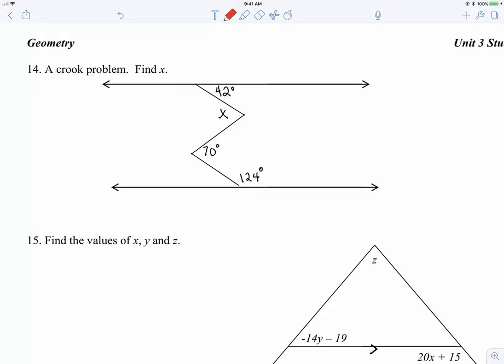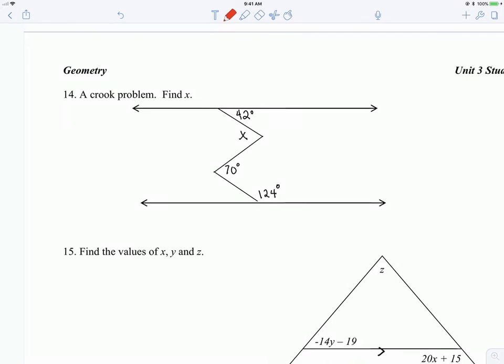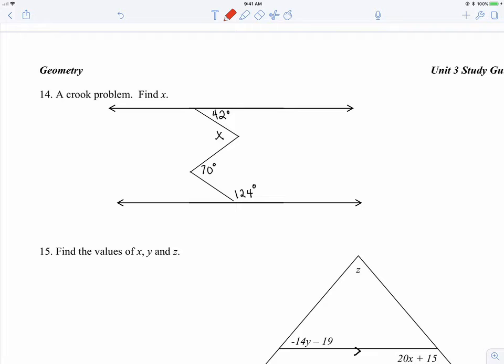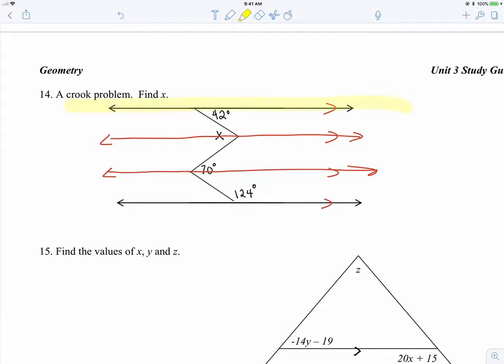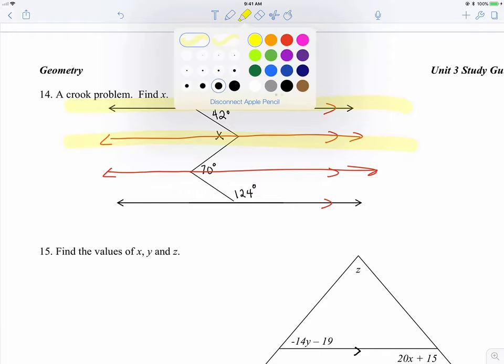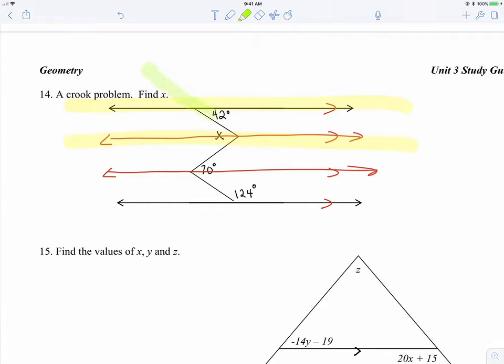Okay, we're going to move on to some later problems here. So for this crook problem, when we have a double crook, we need to draw two lines that are parallel through the little crooked angle. So all of these lines are parallel. And if I look at these two with this transversal, then I know that this angle is 42 degrees.